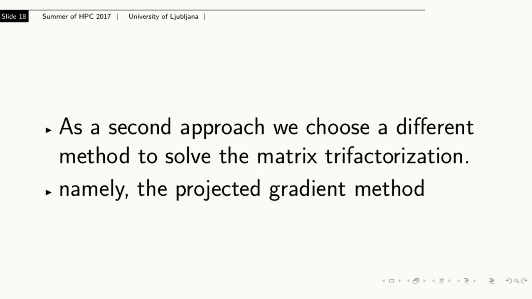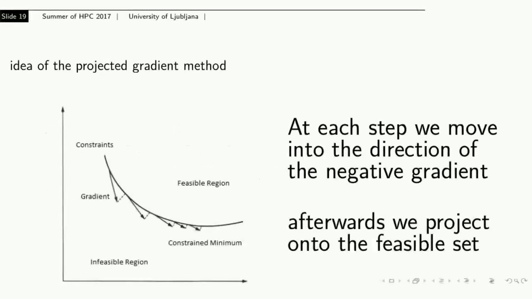As another approach, we took a second method into account, the projected gradient method. This method works as follows. During each iteration, we move into the direction of the negative gradient, which is the steepest descent, with a certain step length. Afterwards, we project onto the feasible set.